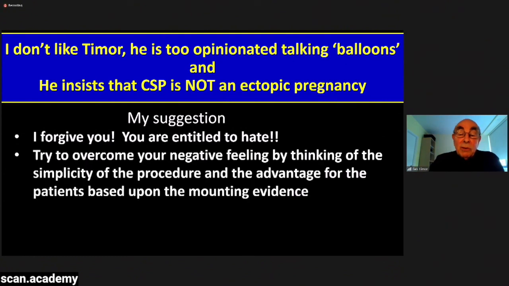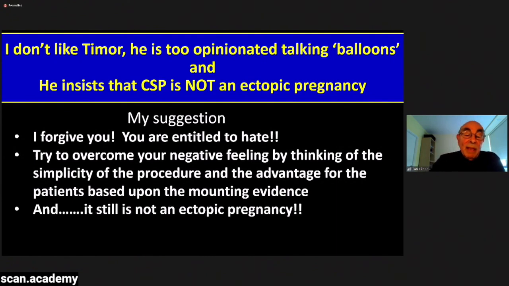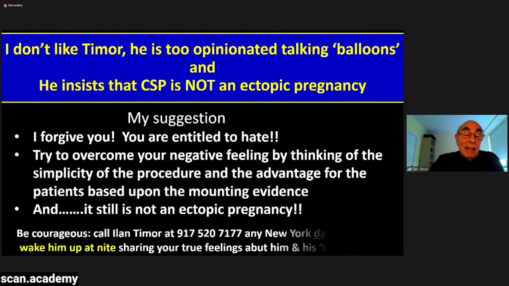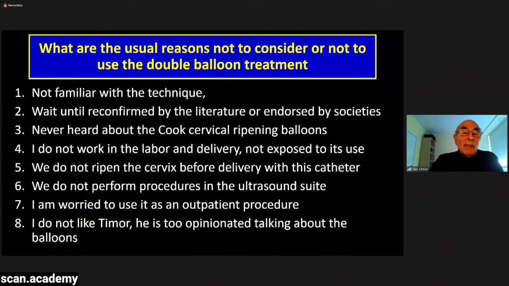Try to overcome your negative feeling by thinking of the simplicity of the procedure and the advantage for the patients based upon the mounting evidence. And if still not an ectopic pregnancy, be courageous, call Timur at any daytime or wake him up at night, sharing your true feelings about him and his balloons.